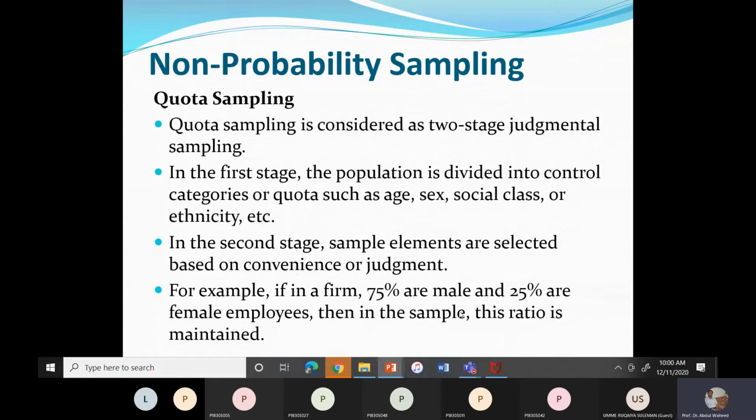For example, if we want to get the data from the employees of a firm, we first have to look at the ratio of male and female employees. If 75% are male and 25% are female, then we have to maintain this ratio in our sample.